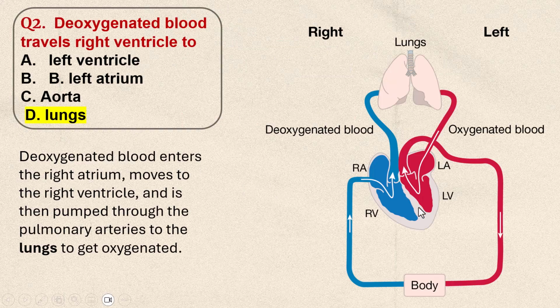Lungs. When you look at the blood circulation of the body, the blood from the right ventricle, that is deoxygenated blood, travels to the lungs where it gets oxygenated and comes back to the left atrium and goes to the left ventricle. From the left ventricle, the blood is pumped all over the circulation to the body.